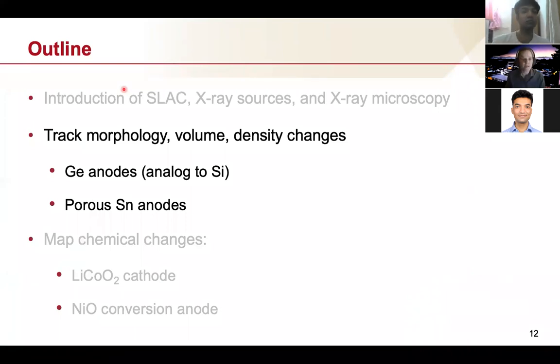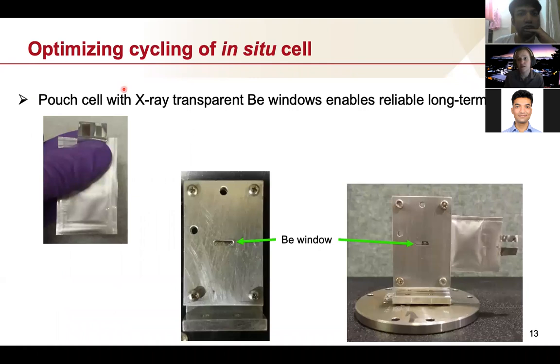So that was the outline of the introduction of X-rays and things like that. So next I really want to go into these alloying anodes. How do we track morphology if we don't care about chemistry, but we care more about morphology changes, volume changes? Before I do that, I want to show you sort of what we now do for our in situ cell.